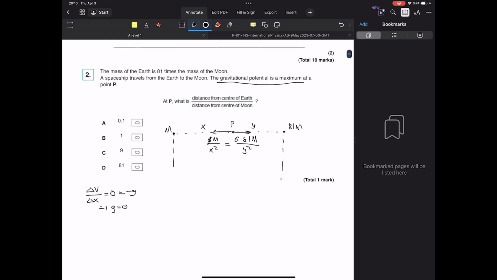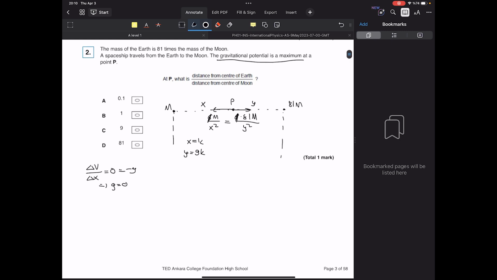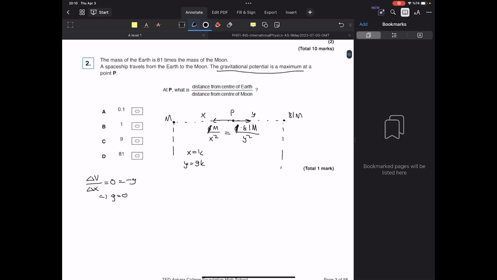That gives us that if x equals k, then y must equal 9k, so that y squared is 81k squared, and these two cancel out. So we want the ratio of the distance from P to the Earth over the distance from P to the moon, which is y over x. That will be 9k over k, which will be 9.